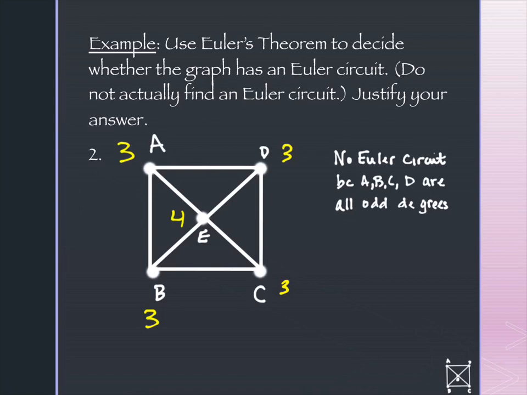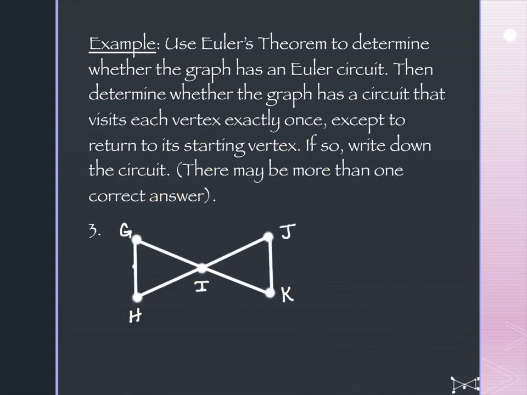So we're going to do another one that actually works, because I think you should see one that works too. It's a good idea. The directions are a little bit more expansive on this one. It says use Euler's theorem to determine if it has an Euler circuit. Then determine whether the graph has a circuit that visits each vertex exactly once, except to return to its starting point. If so, write down the circuit. There may be more than one correct answer.